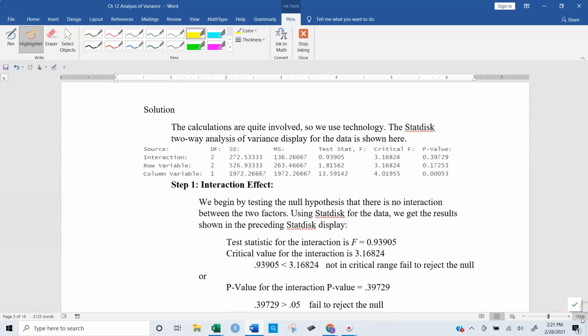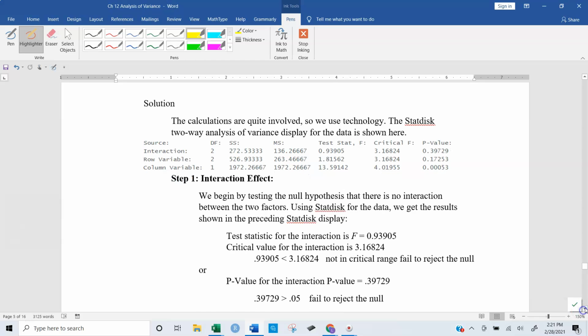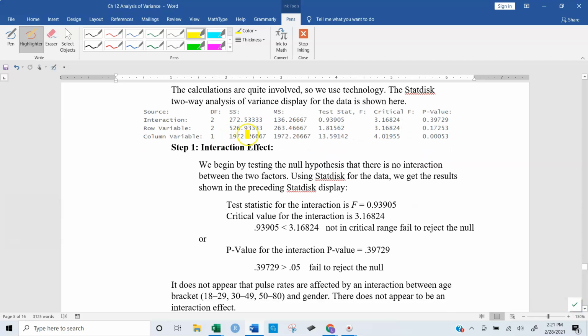Next, now let's look at our solution set. So we're looking at our data that we collected earlier from StatDisk. I recopied it in here for you. So step 1, interaction effect. We test the null hypothesis. Okay, so the null hypothesis is that there is no interaction between the two factors.